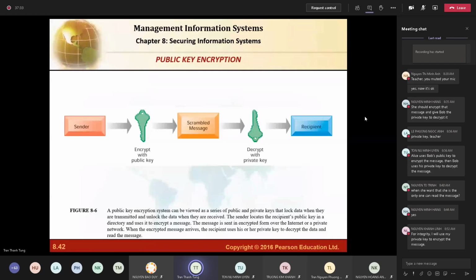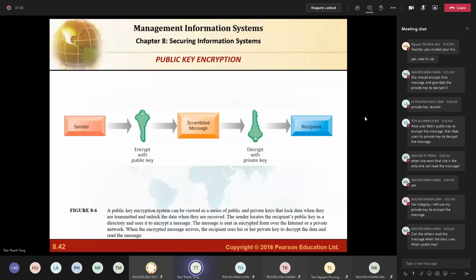Okay, have a look at this one. Now, with the public key and private keys, it is very good to ensure the integrity, the authenticity, the confidentiality of the message. It's very good. But there is one thing that could be attacked by the hacker. Can you imagine what the hacker can do?